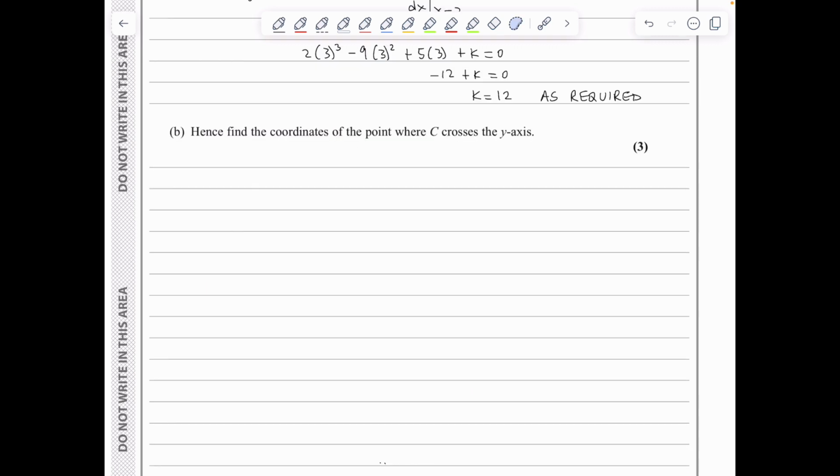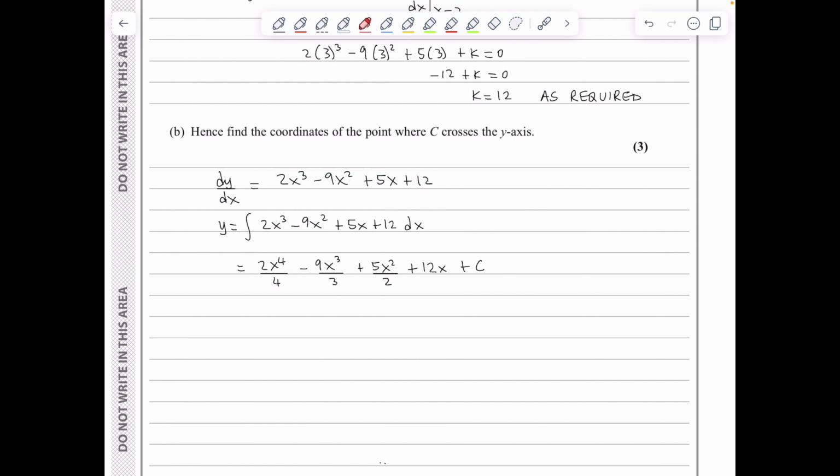In part B, we're asked to find the coordinates of the point where C crosses the y-axis. So we have already established the full expression for dy/dx now that we know that k is 12, and we need to integrate to go back and find y. So y is the integral of 2x cubed minus 9x squared plus 5x plus 12 dx. So in integration, we increase the power by 1, divide by the new power. So we get 2x to the power of 4 over 4 minus 9x to the power of 3 over 3 plus 5x squared over 2 plus the 12x plus the constant of integration c.